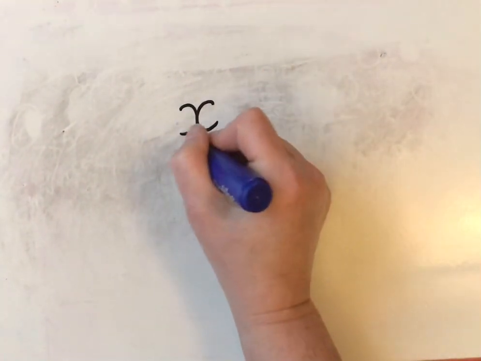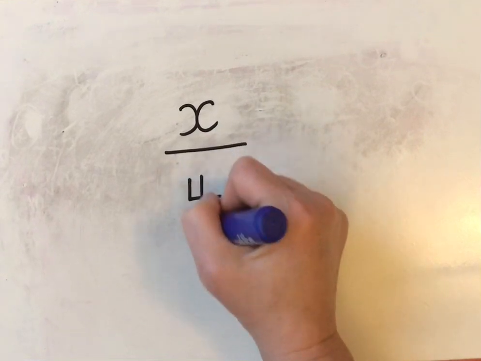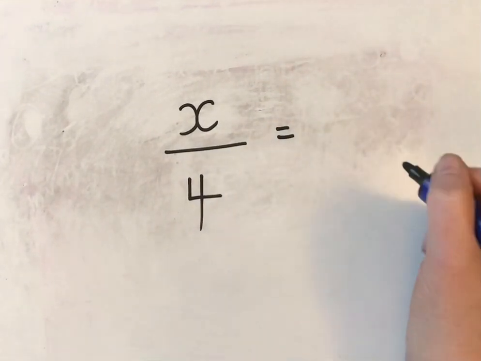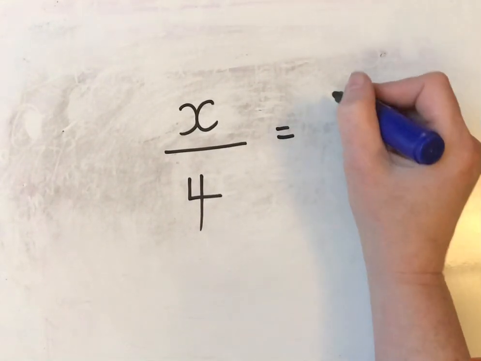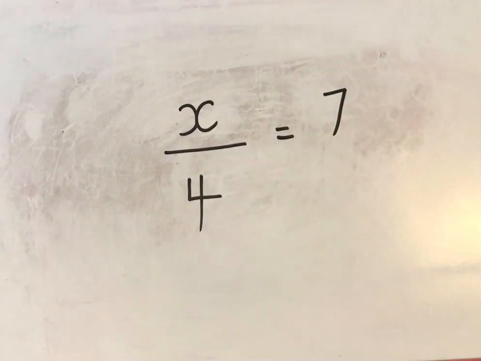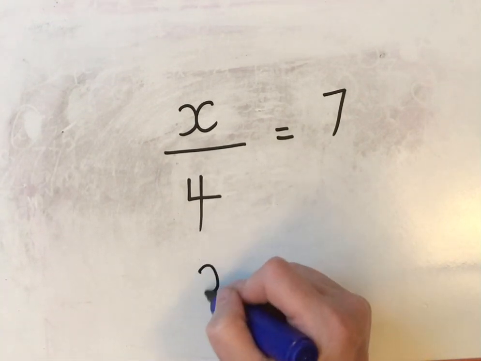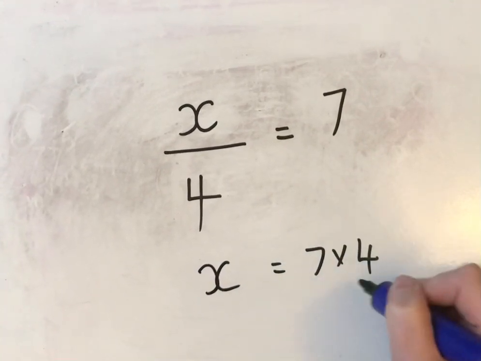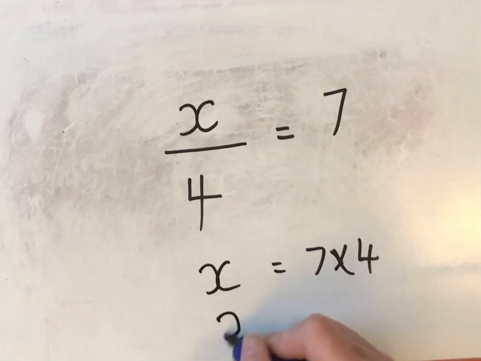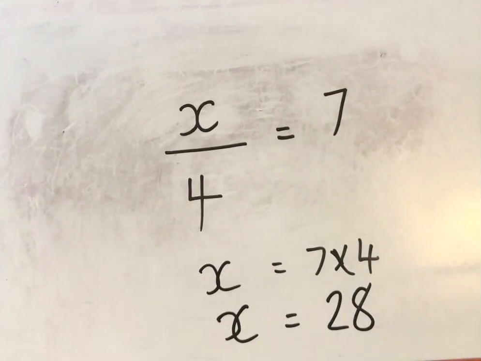Think of a number, divide it by 4, and I get an answer of 7. Okay, so what's the inverse of divide by 4? Well, it's multiply by 4, and 7 times 4 is 28.